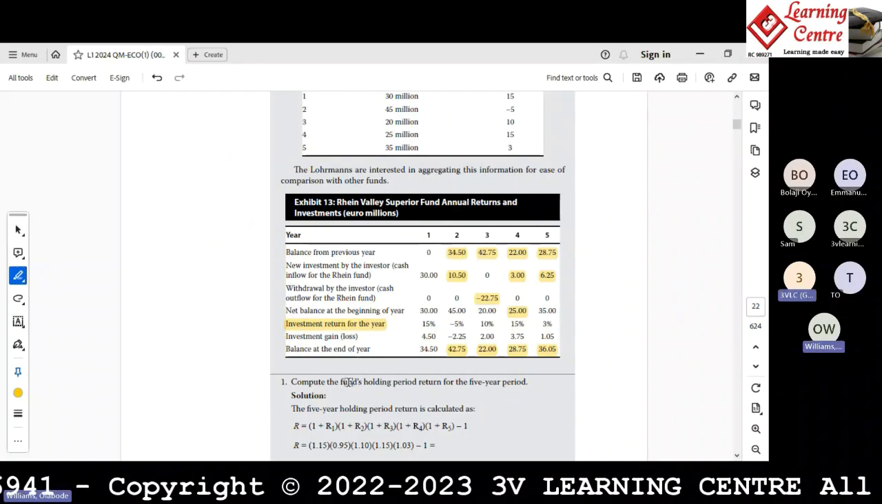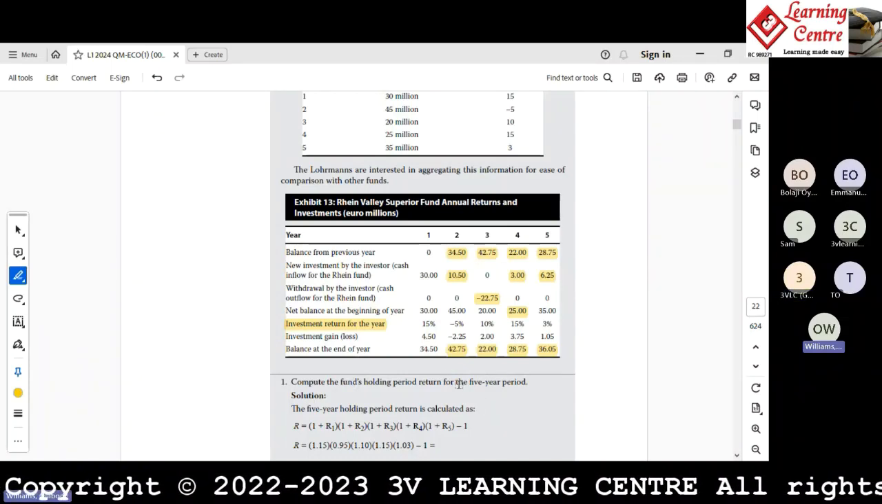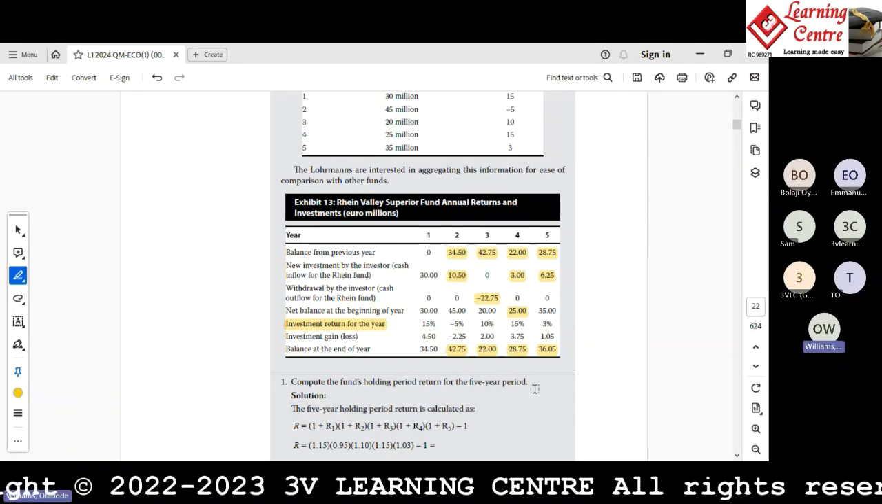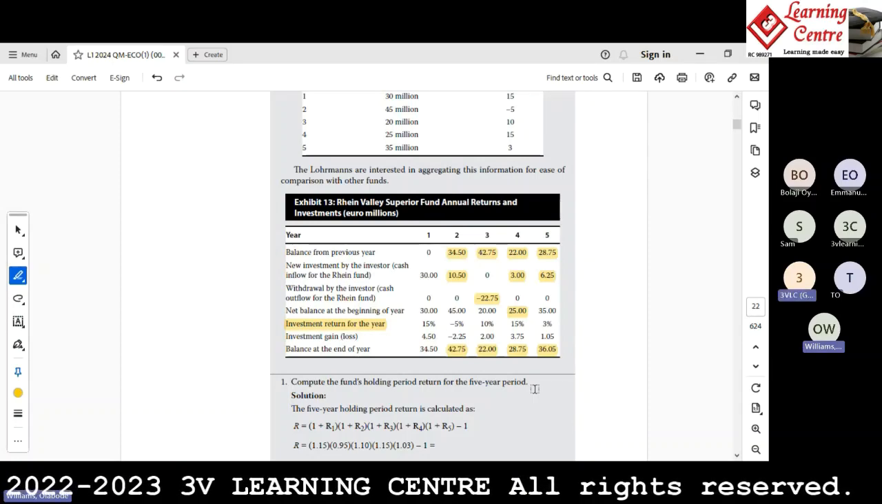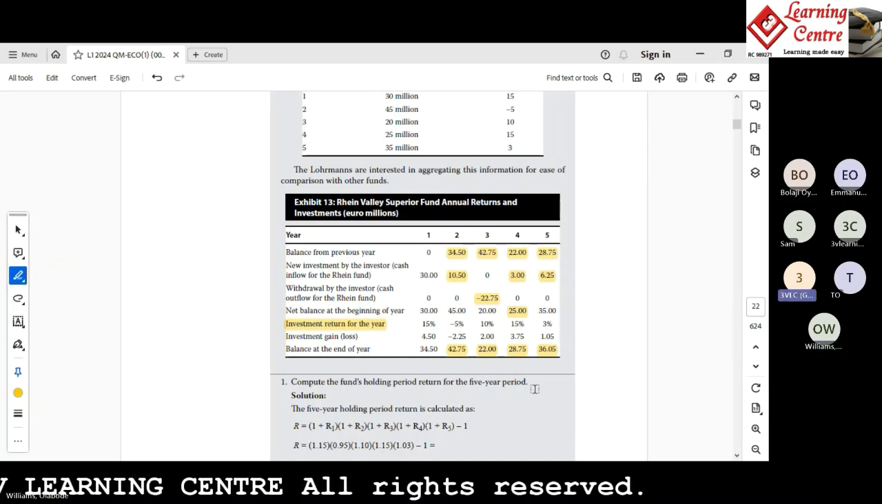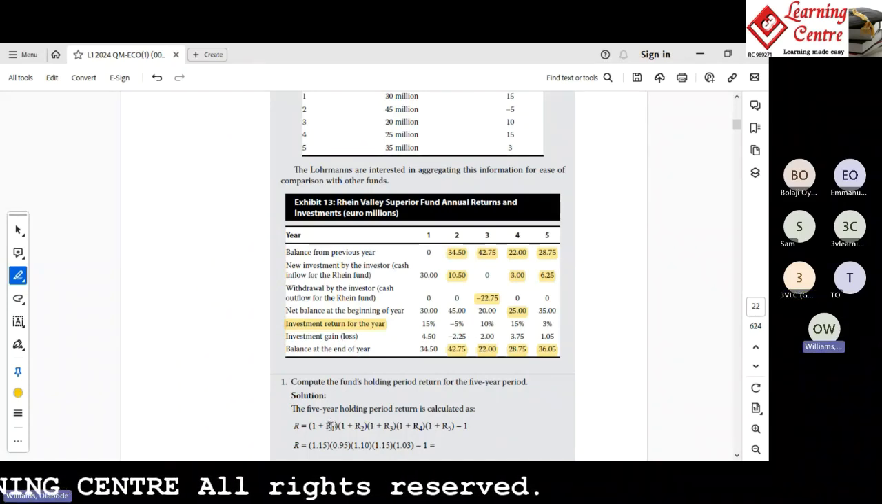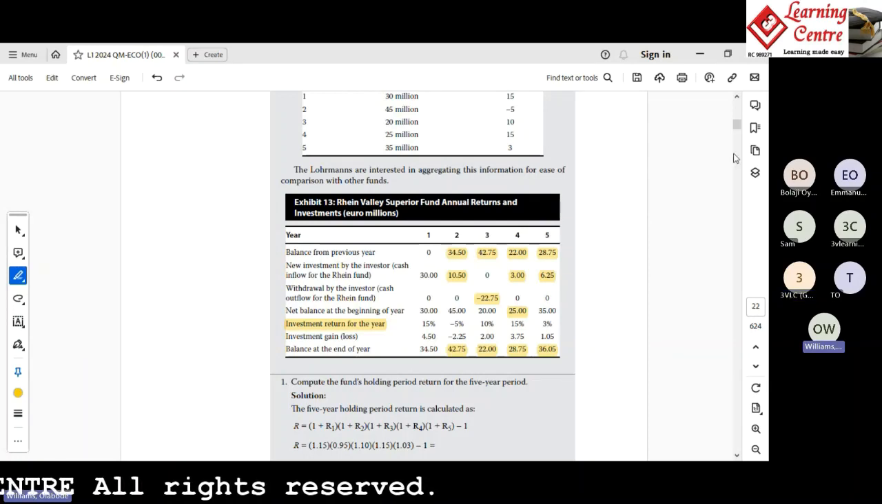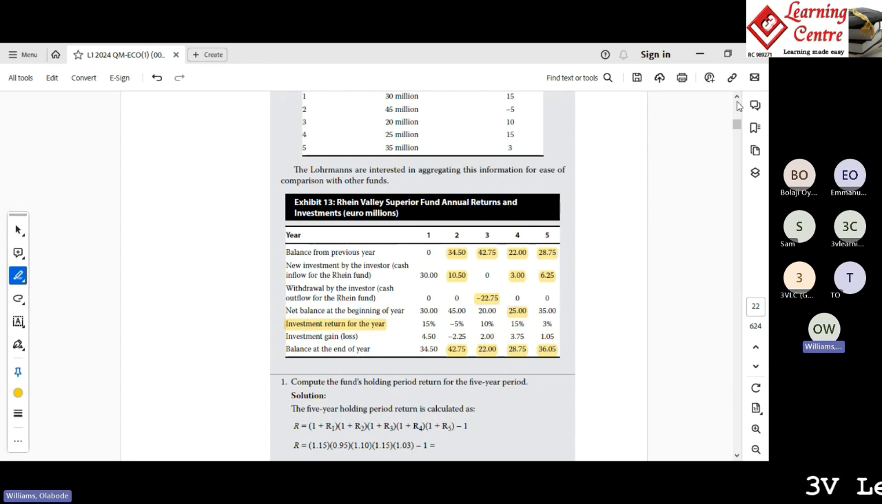Question 1 says, compute the fund holding period return for the 5-year period. So I want to believe at this point that you can still remember your holding period return calculation formula. I've already scrolled to it and it's seen: 1 plus R1, R1 meaning your return for year 1, 15%, plus 1 plus R2, your return for year 2, which is minus 5. So 1 plus minus 5% will give you 0.95. And that's why it says 0.95. For year 3 is plus 10%.